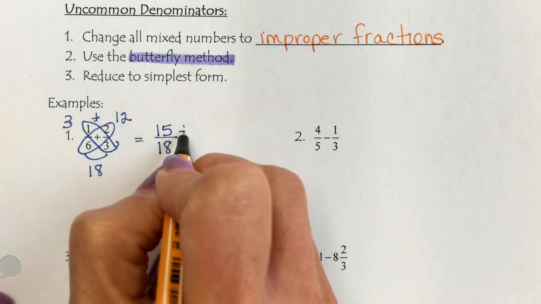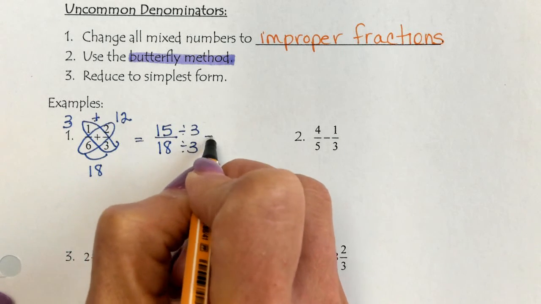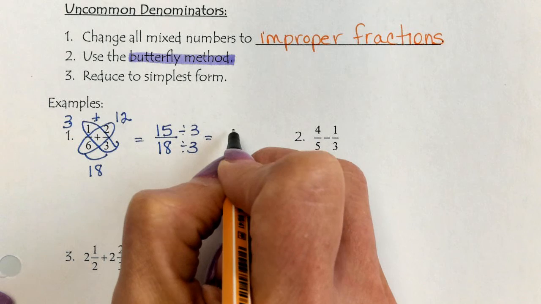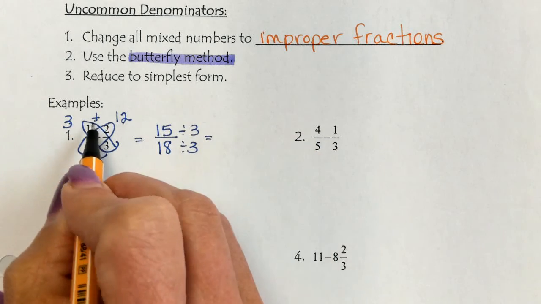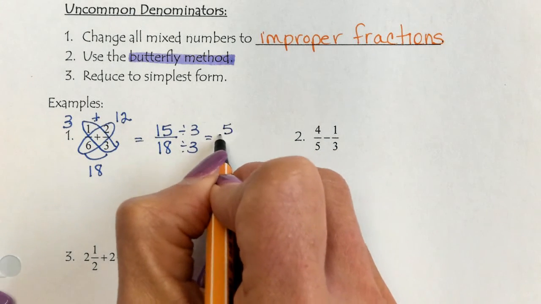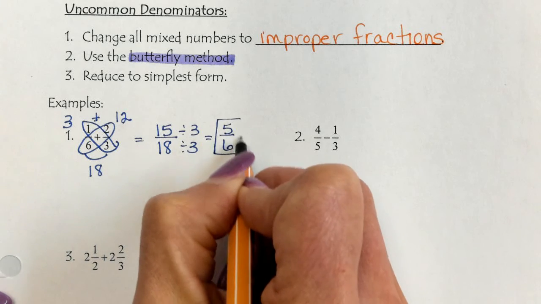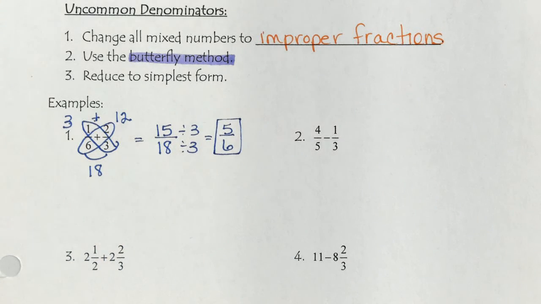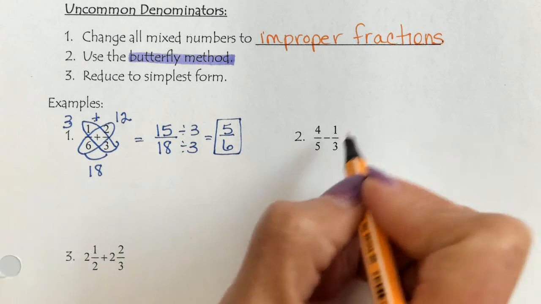No common denominators, no renaming fractions, just 3 multiplications, and then perform either your addition or subtraction. Reduces down to 5 over 6. Okay? Butterfly method. Love it. All right, let's do the same thing here.